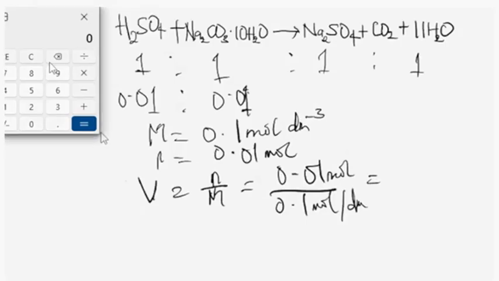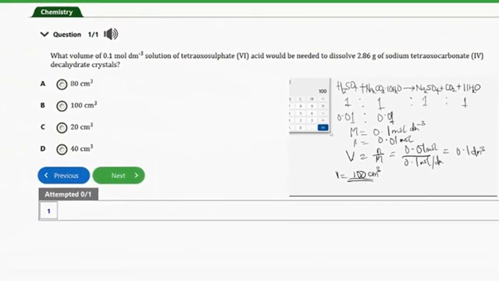So this would be 0.01 divided by 0.1, that's 0.1 dm cube. Like we know, the options given to us here are in cm cube, so we are going to convert this to cm cube by multiplying by 1000. When we multiply this by 1000, we'll have our volume to be 100 cm cube. So this is the answer to this question, and that's 100 cm cube.